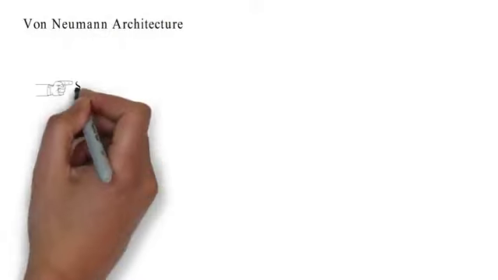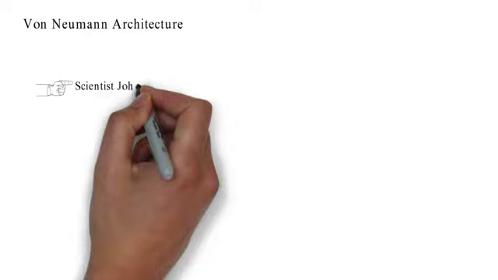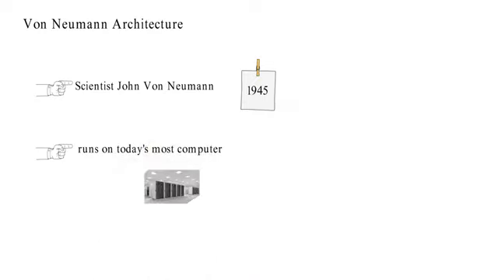Von Neumann architecture was designed and developed by the great mathematician and scientist, John von Neumann, in the year 1945. Most of the computer of today's world run on the von Neumann architecture, whether mainframe or personal computer.